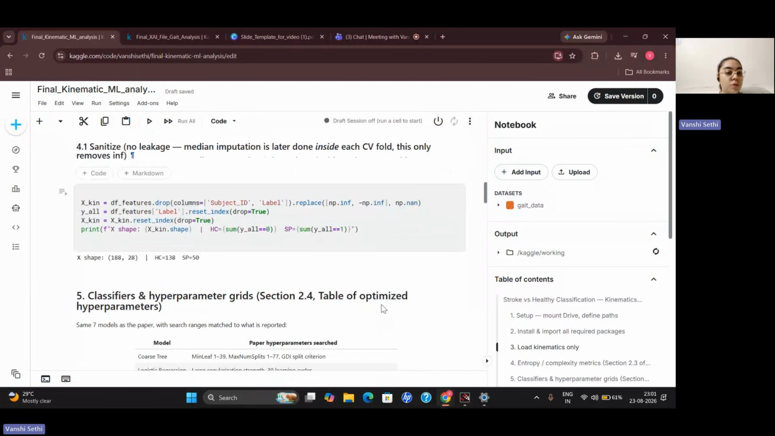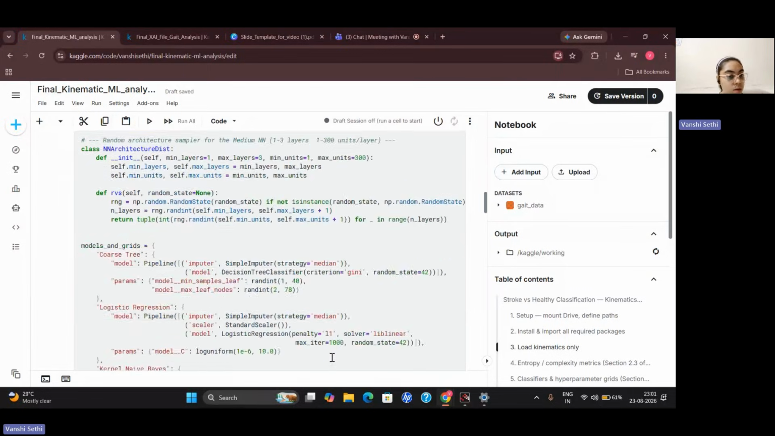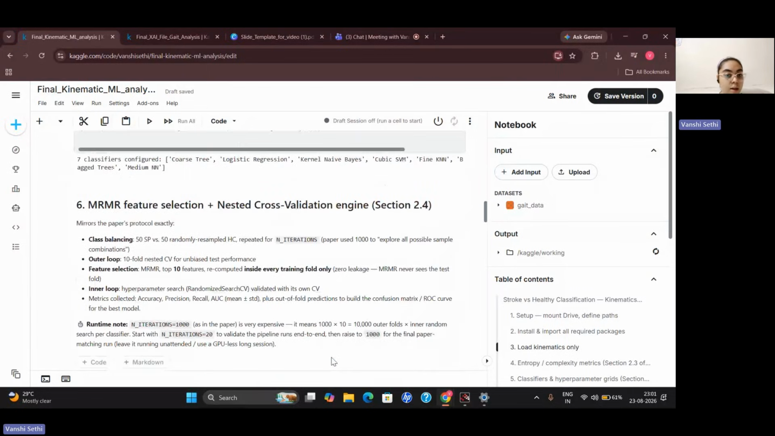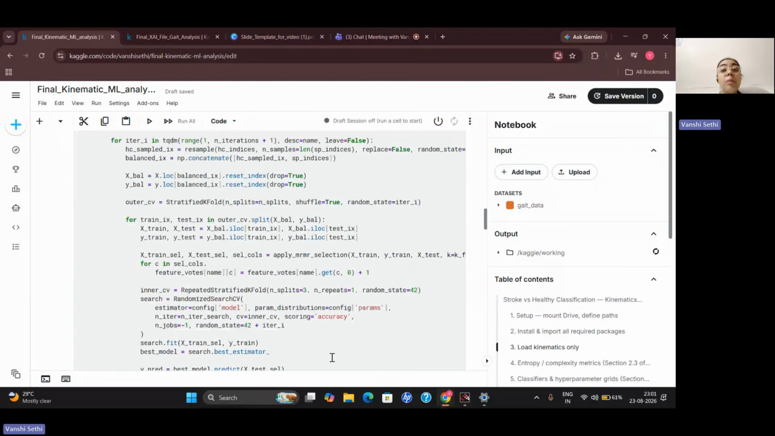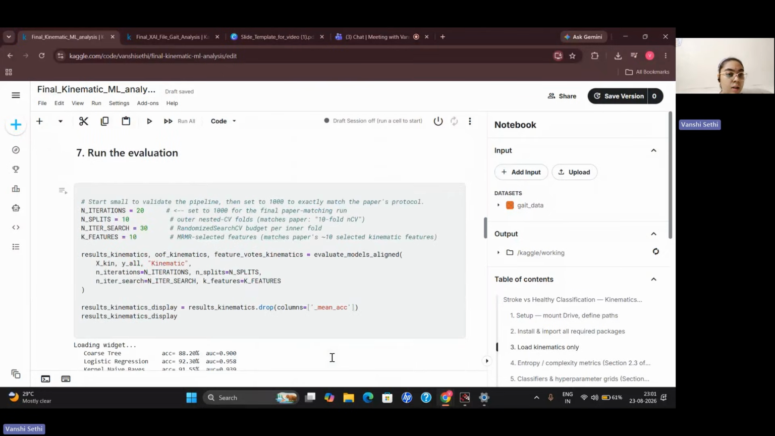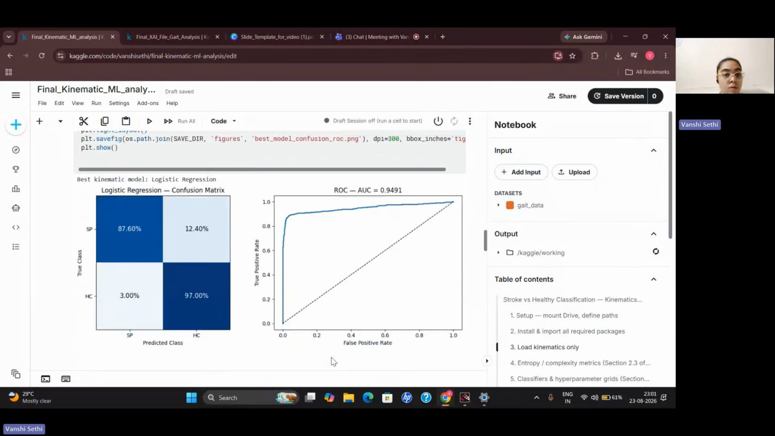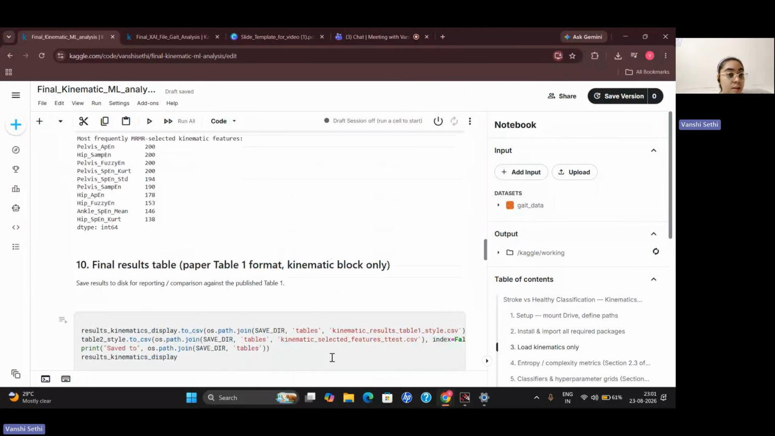So I included this visualization, and after that I trained all my models. Yes, I loaded the models. Then MRMR is performed, selecting the top 10. And then I ran this evaluation. I got these results which I already showed you. So these were the final results.